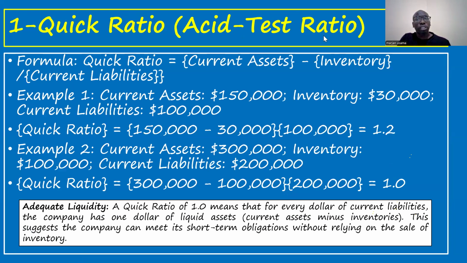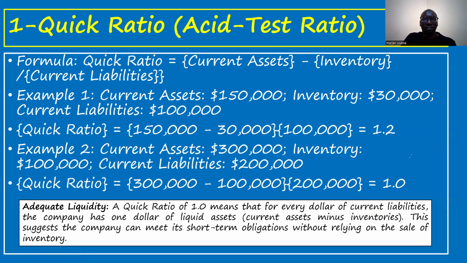In all these ratios, this is very important: you will be given a formula. So in the exam, if you get a question, you just apply the formula. Full stop. I will give you the data to use. I will give you the information to use. So you just have to use the data or the information given. So number one, we have the quick ratio. Another word for the quick ratio is the acid test ratio.